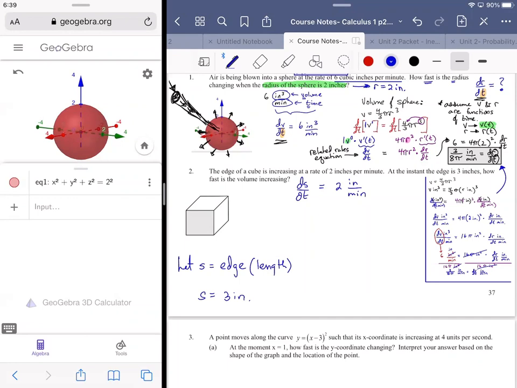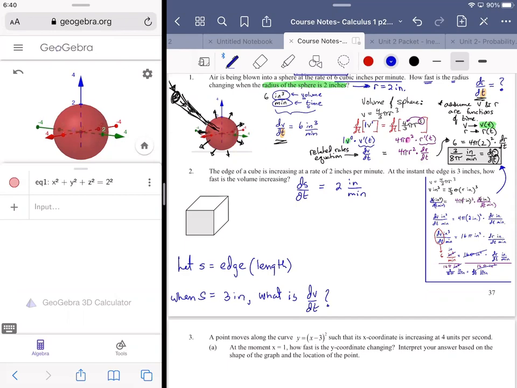We want to know how fast the volume is increasing. So when S is equal to 3 inches, what is the rate of change of volume with respect to time? Because the volume is increasing according to the length of the side, which in turn is increasing according to changes in time. So it's asking what is dV/dt.